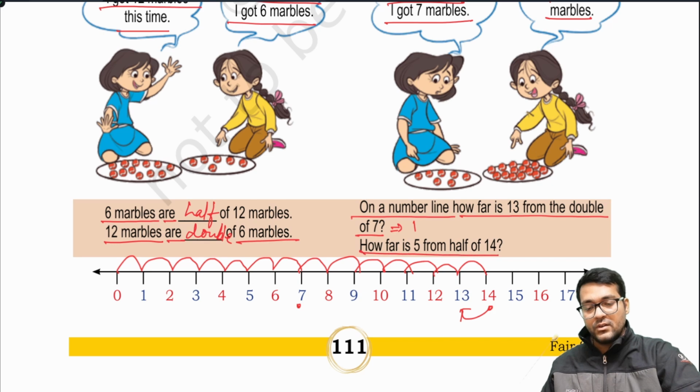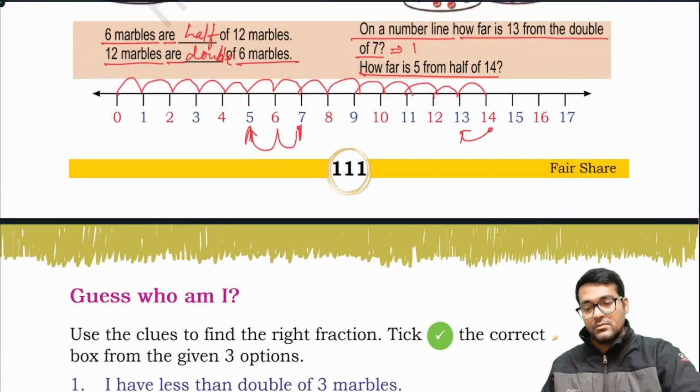How far is 5 from half of 14? Half of 14 is 7 and 5 is just 2 before 7. Okay, 5 is 2 less than 7. The answer will be 2 less.